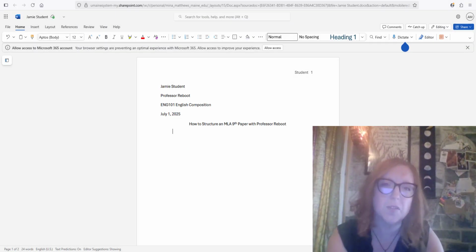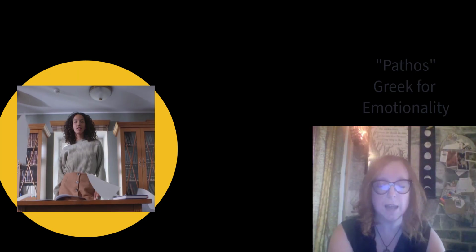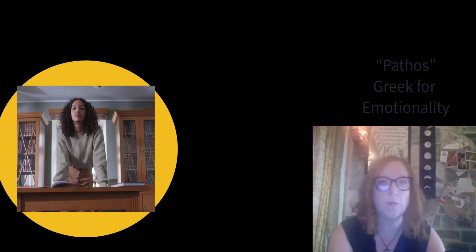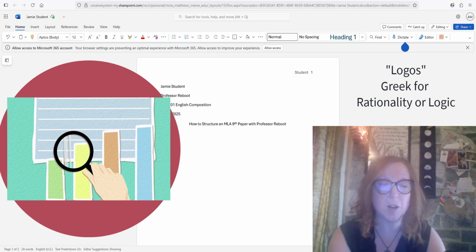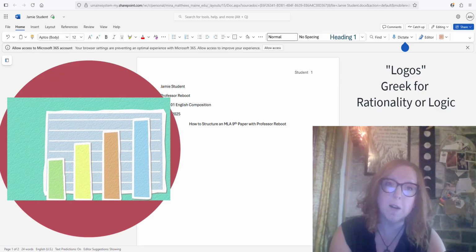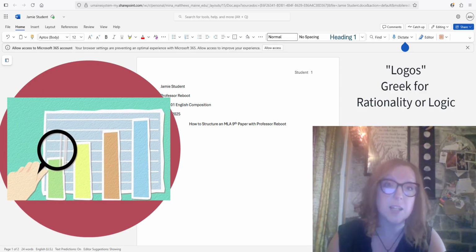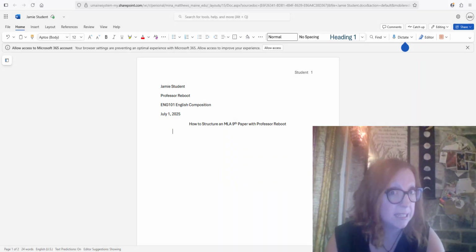There are many different types of hooks. I could use a pathos hook, or one that uses emotion to get the reader's attention. I might tell a sad story about not knowing how to write academic papers before they arrived at college, and I could use a logos hook or a logical hook where I start by listing off some facts and figures about people who enter college or enter academic experiences without prior knowledge of how to structure a paper and how those statistics impact their likelihood of success.